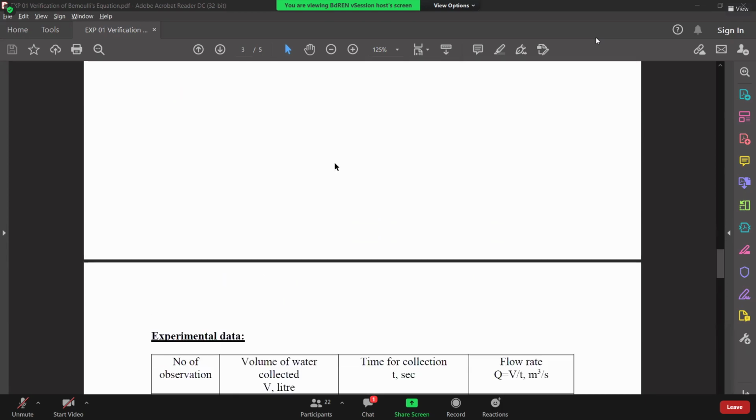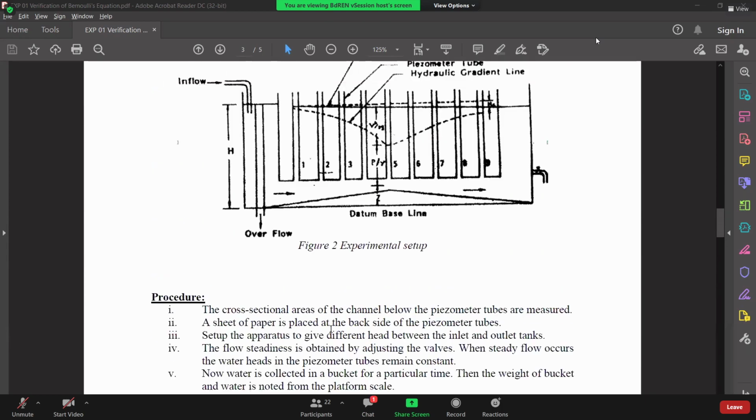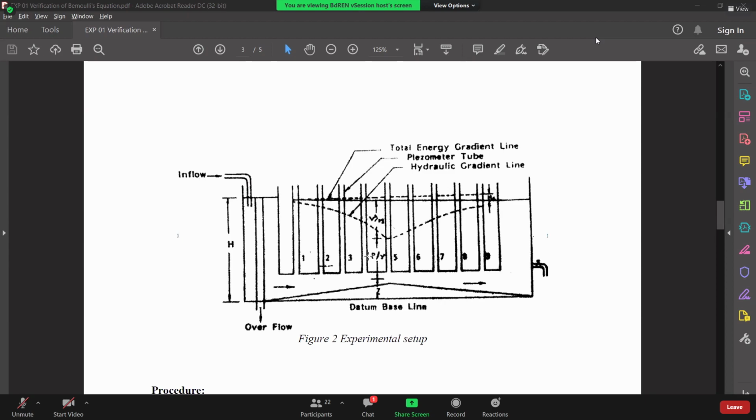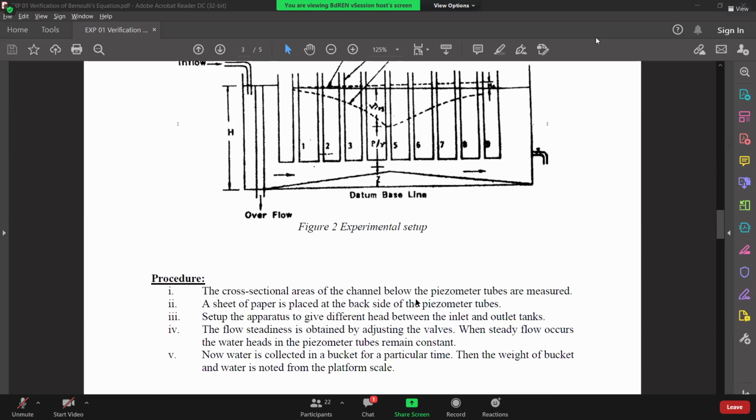So you are clear about this part, right? The energy gradient. Please respond. No one is going to kill you. You are clear about this part, the energy gradient line, the hydraulic gradient line, right?